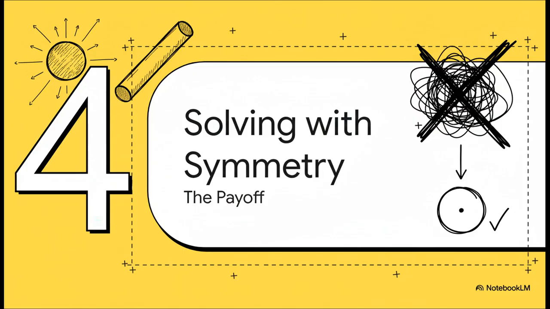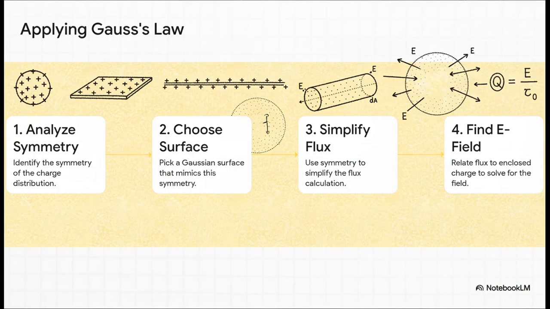Well, this is the payoff. This is where a little bit of strategy and a lot of symmetry turns a really hard problem into a surprisingly easy one. Here's the playbook. First, you just look at your setup of charges. What's its shape? Is it a sphere, a long line, a flat plane? Second, you strategically choose an imaginary Gaussian surface that has the exact same symmetry. This is the big brain move.